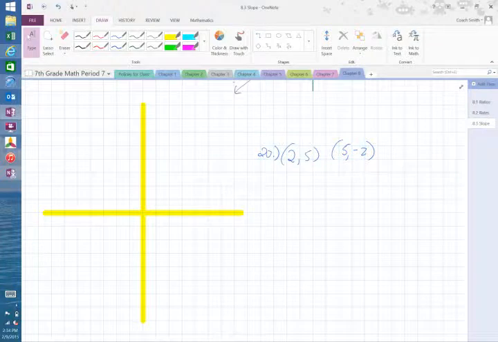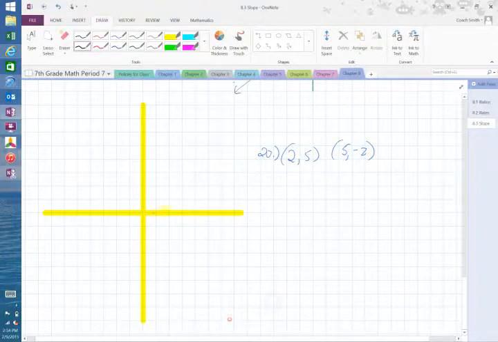So, please don't do this right now. Thank you. 1, 2, 3, 4. Whoops, 2 and 5. 1, 2, and then 1, 2, 3, 4, 5. There's the point 2 and 5. My other point is 5 and negative 2. So 1, 2, 3, 4, 5. 1, 2. There's the other point.